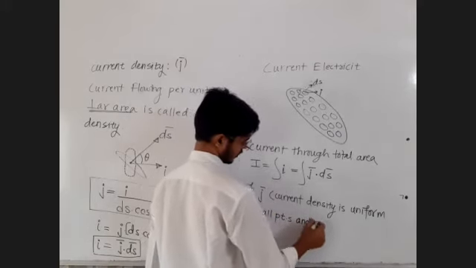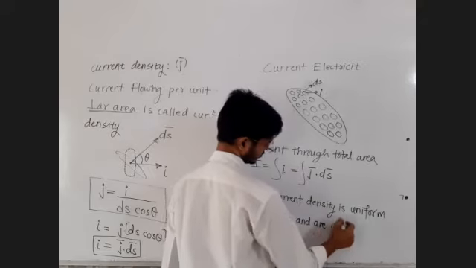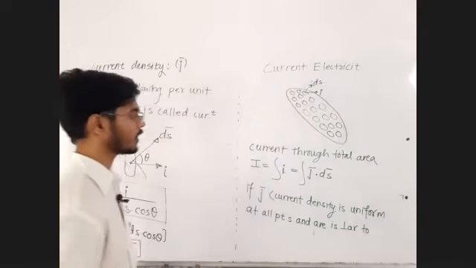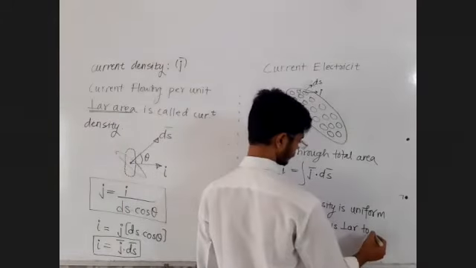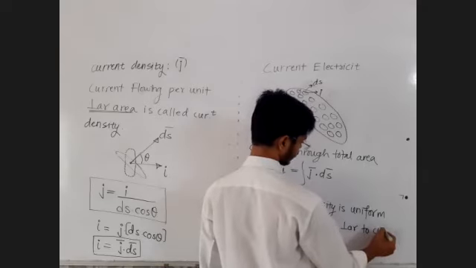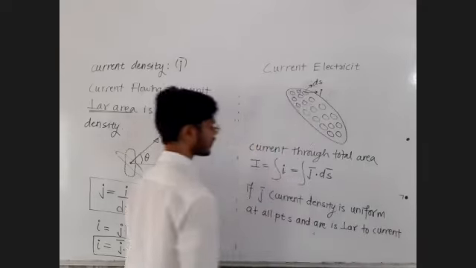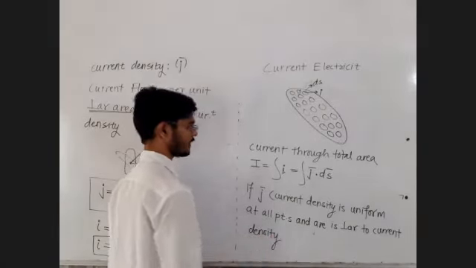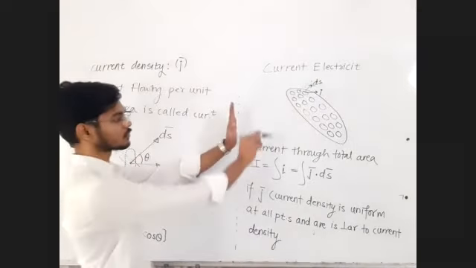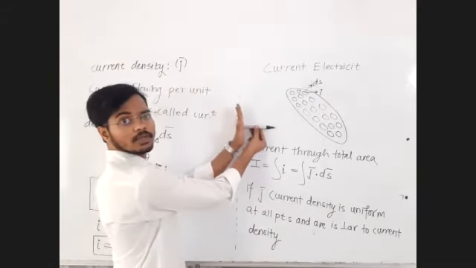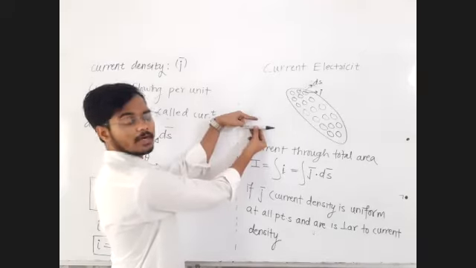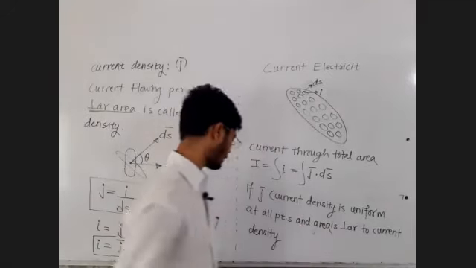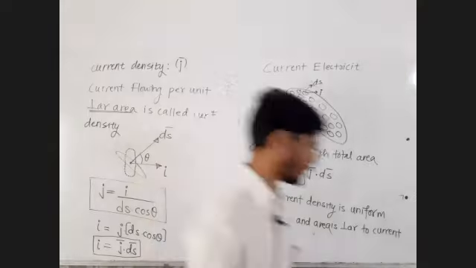and area is perpendicular to current density. Area is perpendicular to current density, which means the area vector is parallel to it. This is the current density, area is perpendicular, which means area vector parallel, and the area is perpendicular to current density. In that case, what can we do?